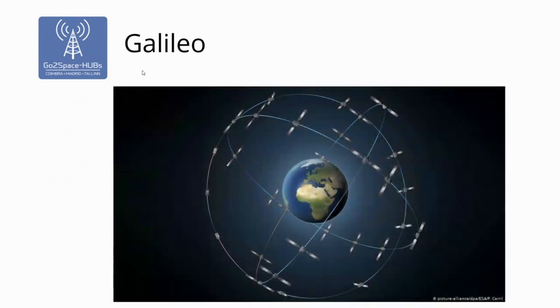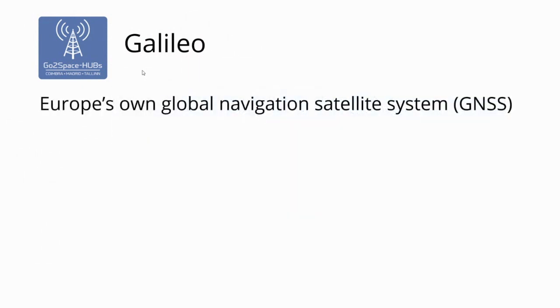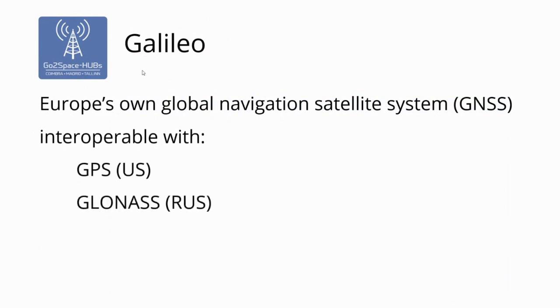is Galileo. Galileo, as you probably know, is the European global navigation satellite system. So it serves navigation, of course, and it's interoperable with other global navigation satellite systems, the American GPS, although people used to call all these navigation systems GPS, but that's actually the name of the American one, and the Russian GLONASS.